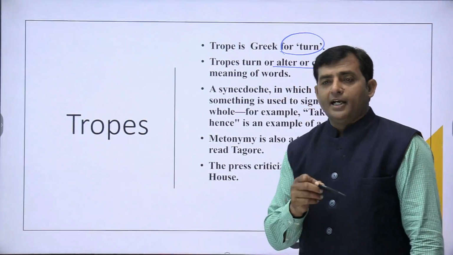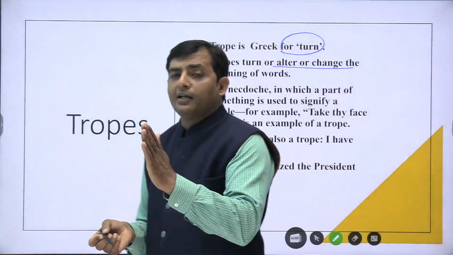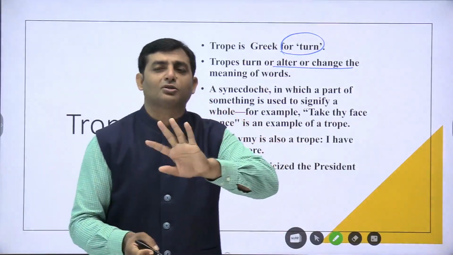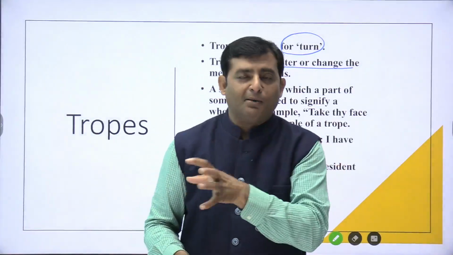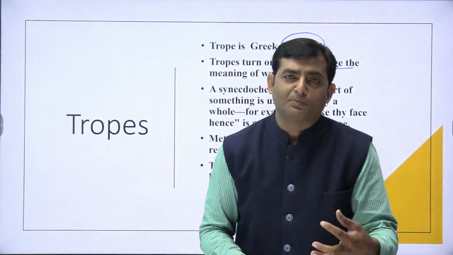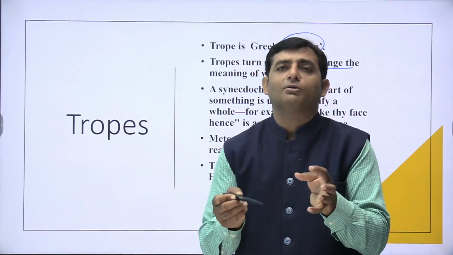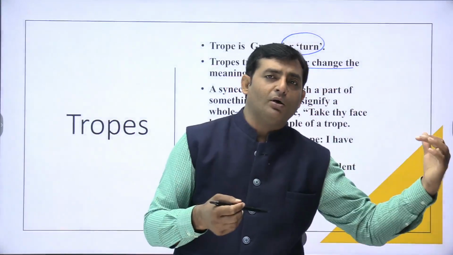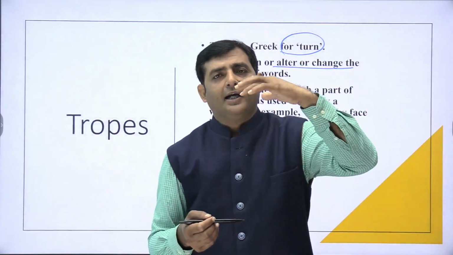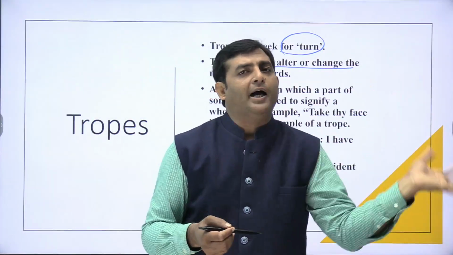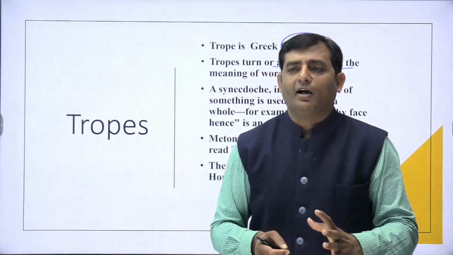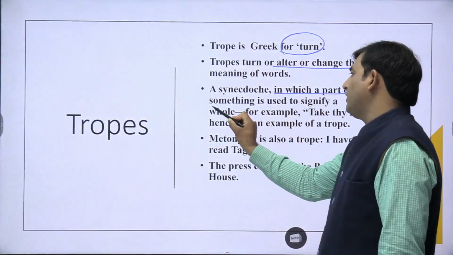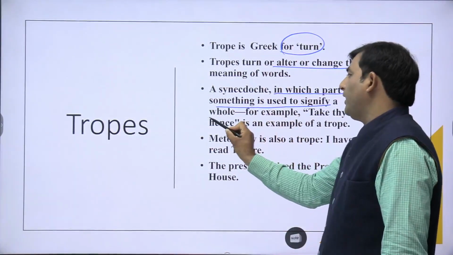Synecdoche. What is synecdoche? Part is used for whole. Whole is used for part. This is also a figure of speech, one of the very important figures of speech. Synecdoche is used to symbolize: part symbolizes whole and whole symbolizes part. Part denotes whole, whole denotes part. That is called synecdoche. A synecdoche is one in which a part of something is used to signify a whole.